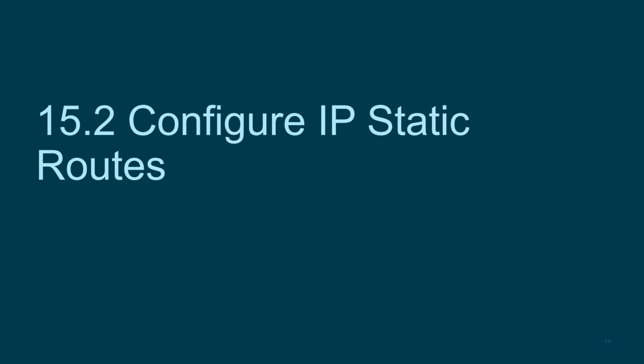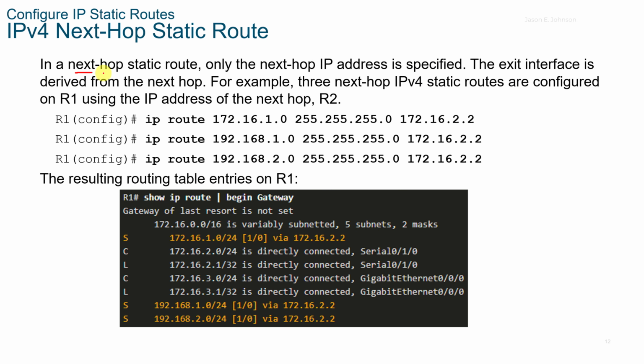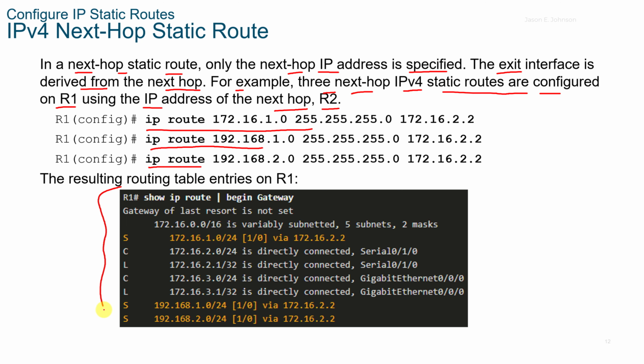15.2 Configure IP static routes. In a next hop static route, only the next hop IP address is specified. The exit interface is derived from the next hop. For example, 3 next hop v4 static routes are configured on R1 using the IP address of the next hop, R2. We have the config commands here, and here, and here. The resulting routing table entries on R1 look like this.